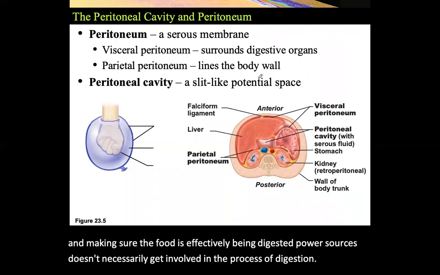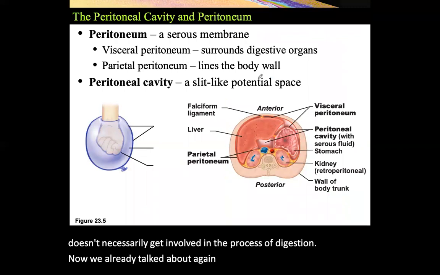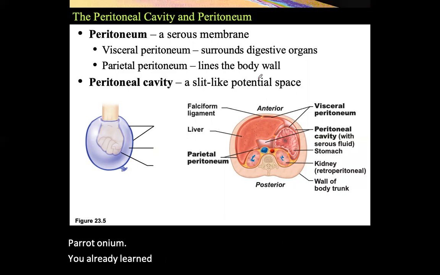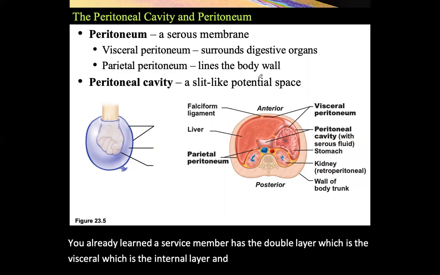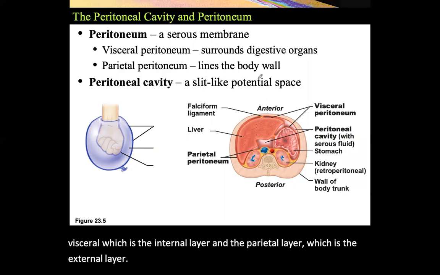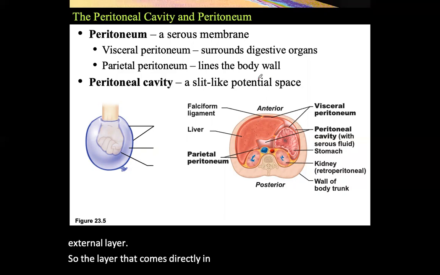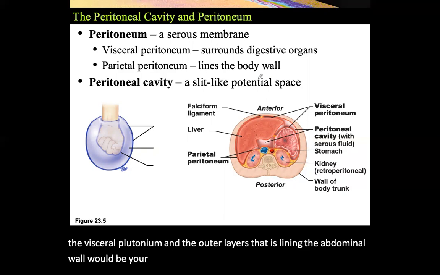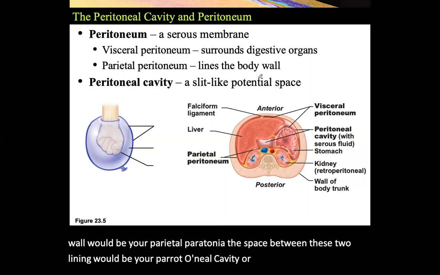Now, we already talked about serous membrane earlier in the semester. In the case of your digestive system, it's called the peritoneum. We already learned that serous membrane has a double layer: the visceral, which is the internal layer, and the parietal layer, which is the external layer. So the layer that comes directly in contact with the digestive organs is the visceral peritoneum, and the outer layer that is lining the abdominal wall would be your parietal peritoneum. The space between these two linings would be your peritoneal cavity or peritoneal space.